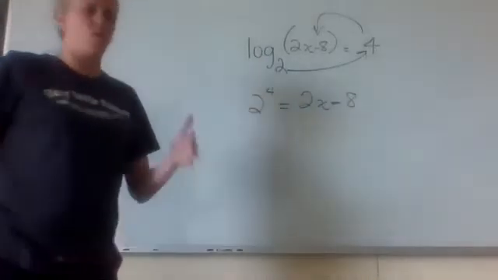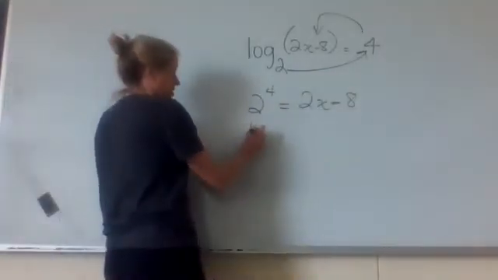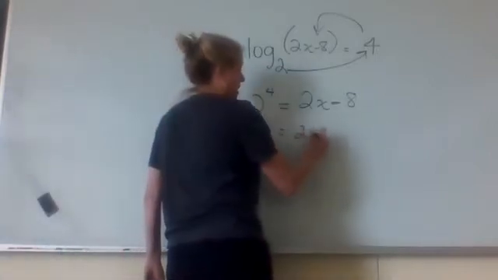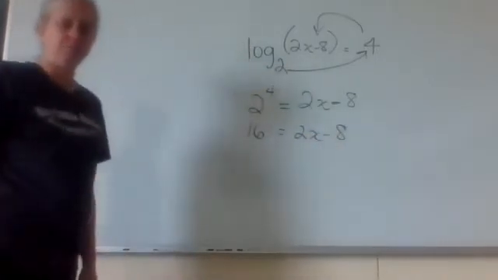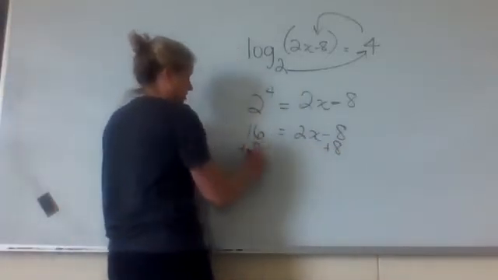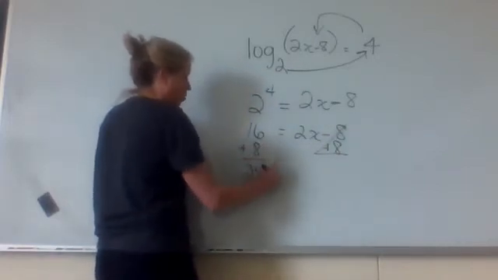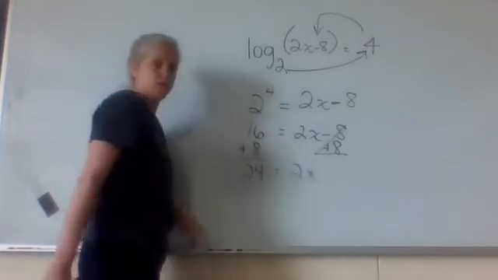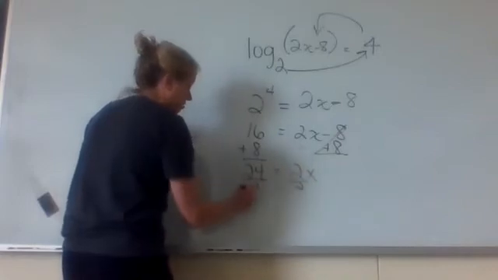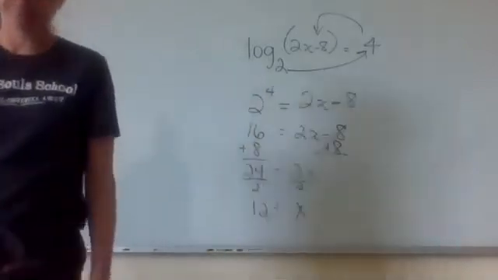Let's see, 2 to the 4th. 2 times 2 is 4, times 2 is 8, times 2 is 16. So 2 to the 4th is 16 equals 2x minus 8. Solving for x, I just need to add the 8 to both sides. 16 plus 8 is 24 equals 2x. And divide that by 2. So x equals 12.